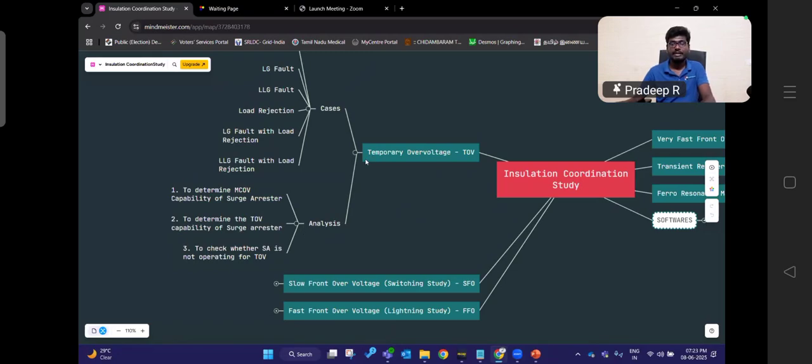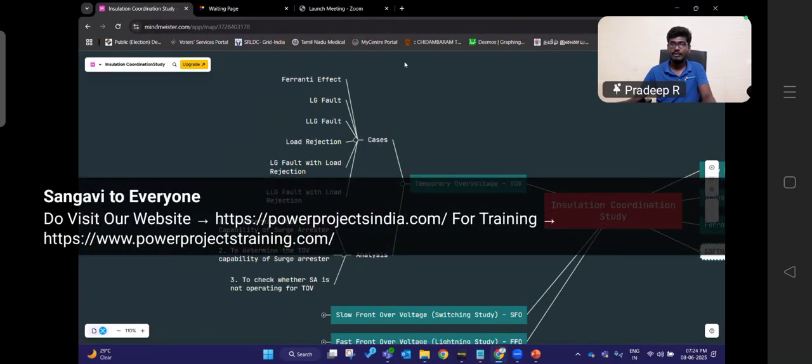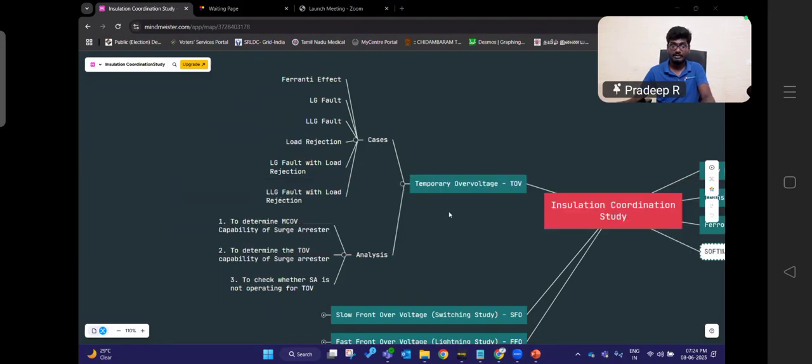Finally, for temporary overvoltage, we check that the surge arrester is not operating for TOV. Now tell me, why should my surge arrester not operate for TOV? TOV is also one type of overvoltage only, so why should the surge arrester not operate in TOV?